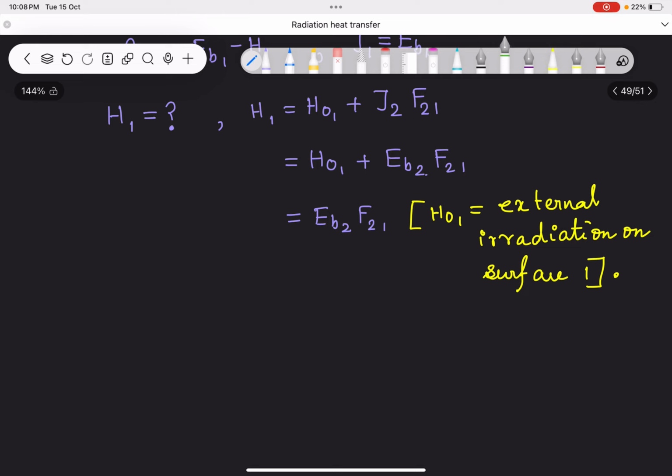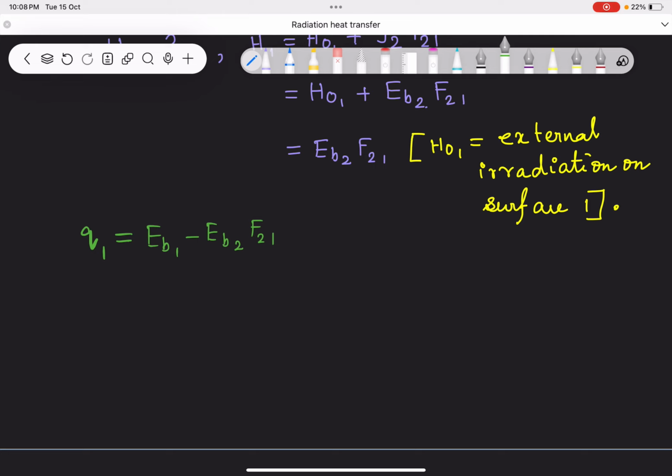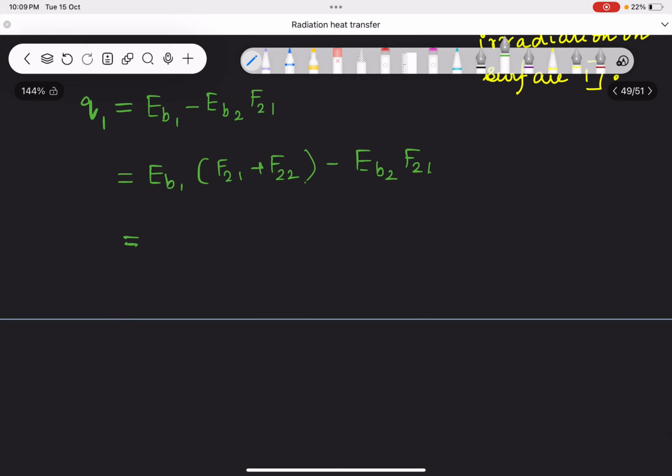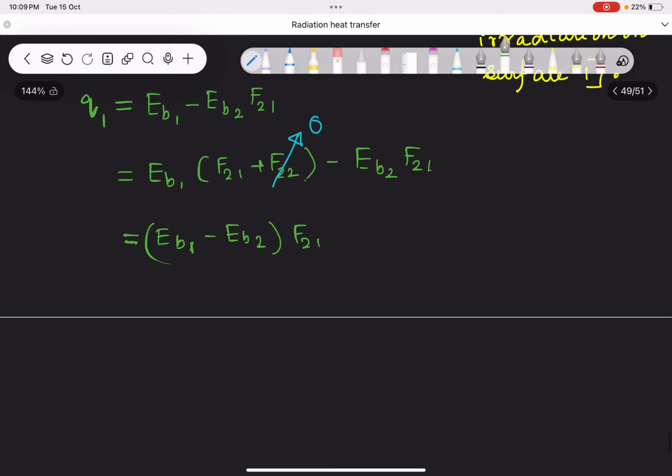Clear? So my H1 is equal to this. Now let me write Q1 is equal to EB1 minus EB2 into F21. So this is my direct equation. Now I can write my EB1 equal to EB1 into F21 plus F22, right? So this will be EB2 F21. I have already told you that because these are plane surfaces, my F22 is equal to 0. So this becomes EB1 minus EB2 into F21, or I can also write EB1 minus EB2 into F12 into A1 by A2.